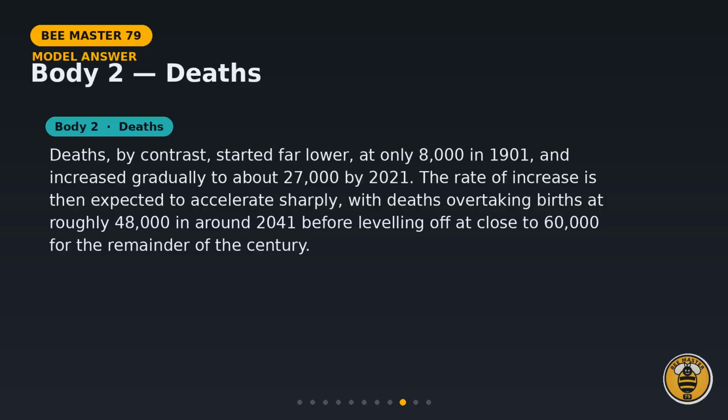Body paragraph 2 covers deaths. By contrast, deaths started far lower, at only 8,000 in 1901, and increased gradually to about 27,000 by 2021. The rate of increase is then expected to accelerate sharply, with deaths overtaking births at roughly 48,000 around 2041 before leveling off at close to 60,000 for the rest of the century.